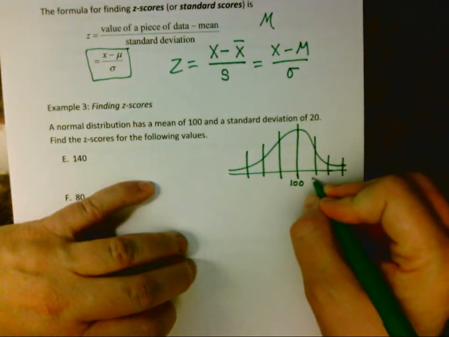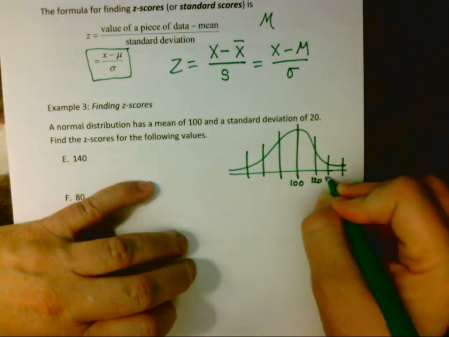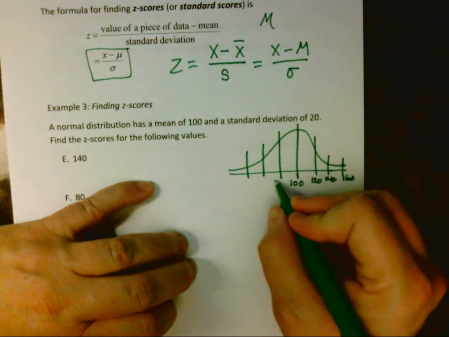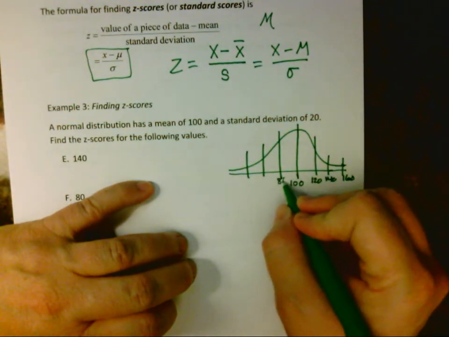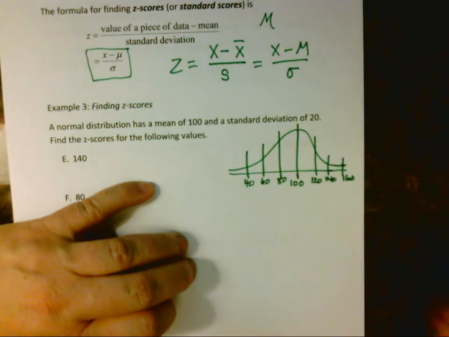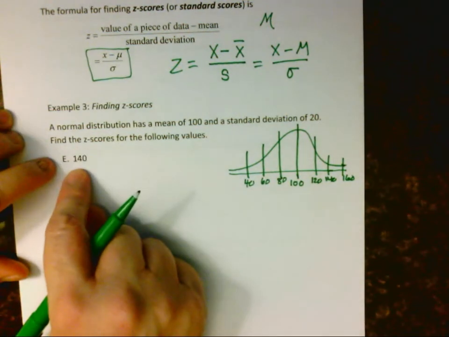So this would be 100 plus 20, 120. This would be plus 20 again, that would be 140. And 160. Subtract 20 and we get 80, subtract 20 again, 60, subtract 20 again, 40. Okay, so it wants to know what's the z-score for 140.